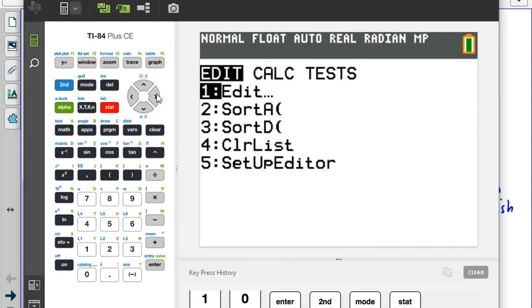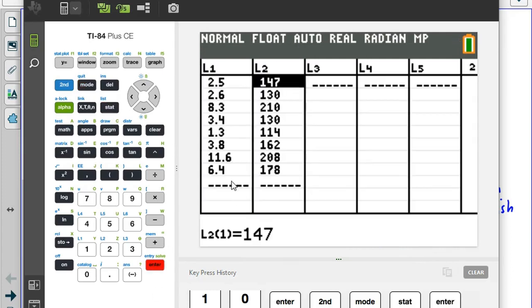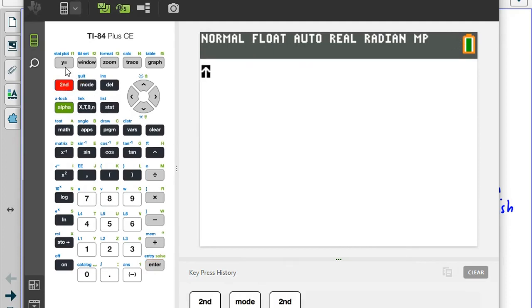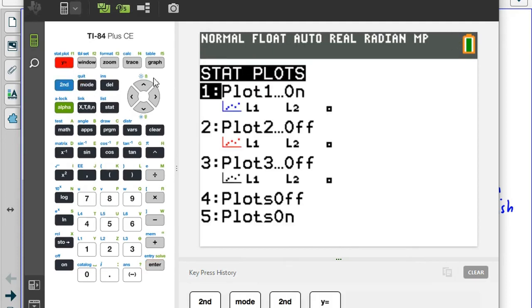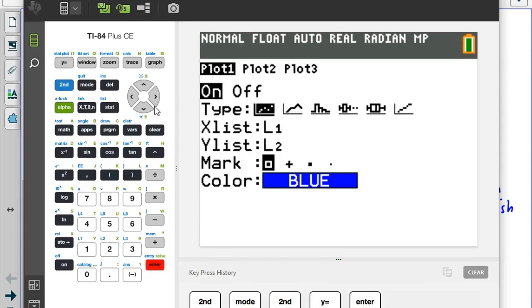Basically, what you could do is go to stat, edit, everything's still the same. Then you can go to second y equals to your stat plots. Notice that that plot is still on. You can change the x list to be L2, so I would hit second 2 and make that L2. Then change the y list to be second 1.